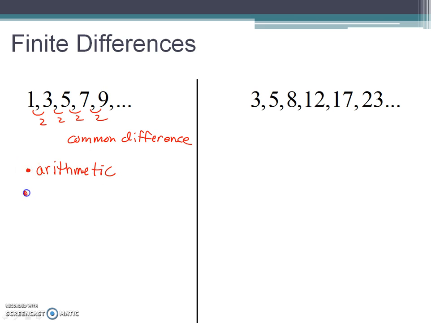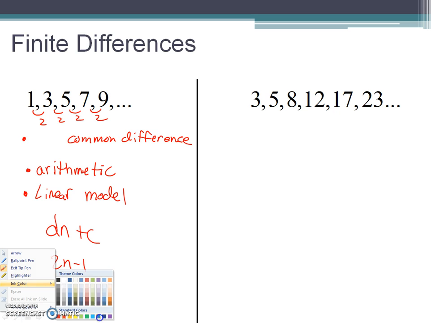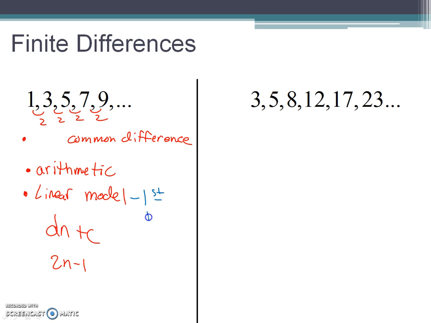We can identify that a linear model can be used to generate this sequence. It would look something like dn plus c, where d is that common difference. In this particular case, you'd be looking at 2n minus 1. But the big thing to remember is that a linear model is a first-degree polynomial. And so this is called a first common difference. So the fact that this sequence has a first common difference means it's a first-degree function. Now, keep that in mind.